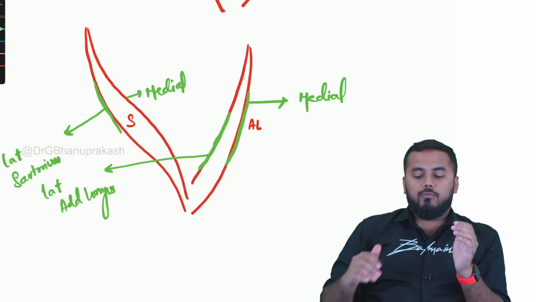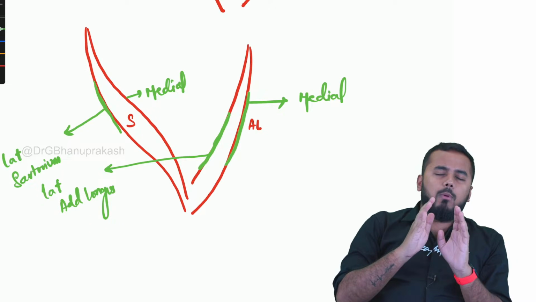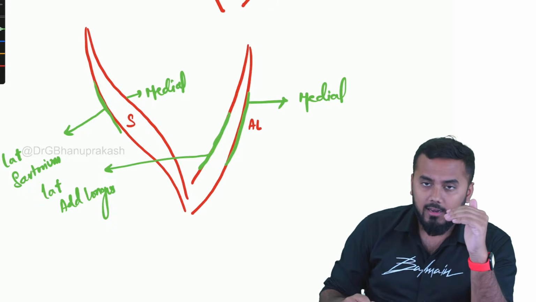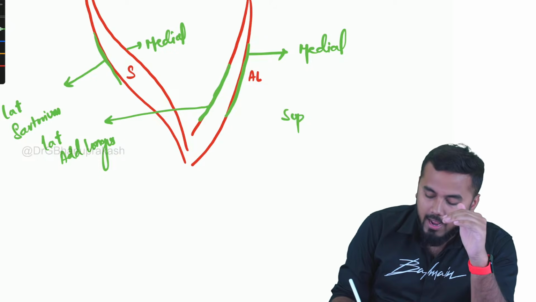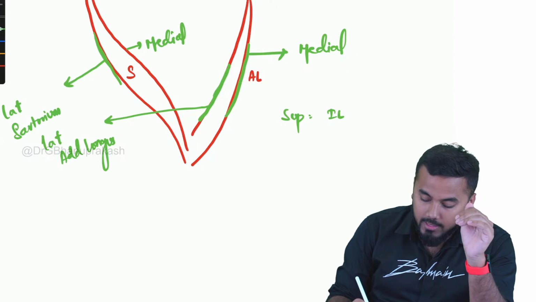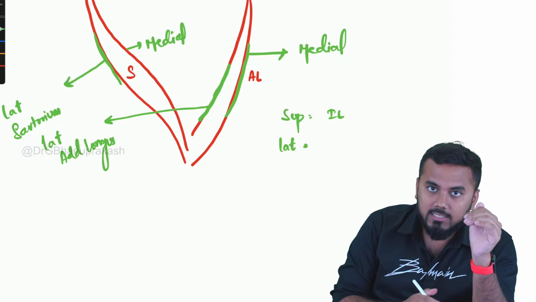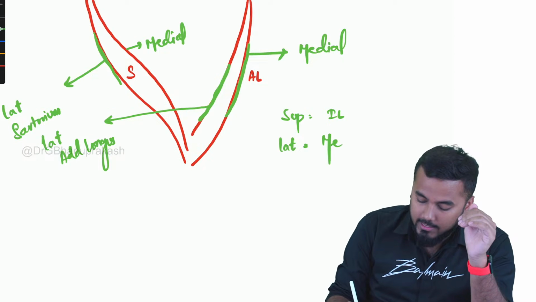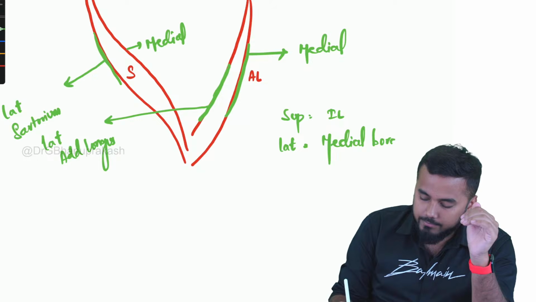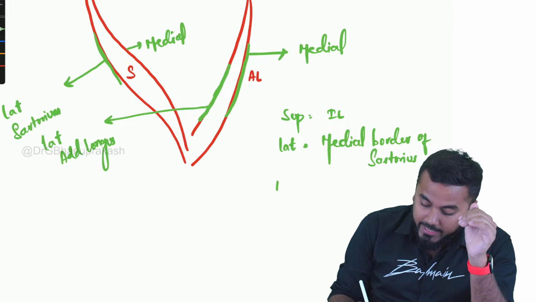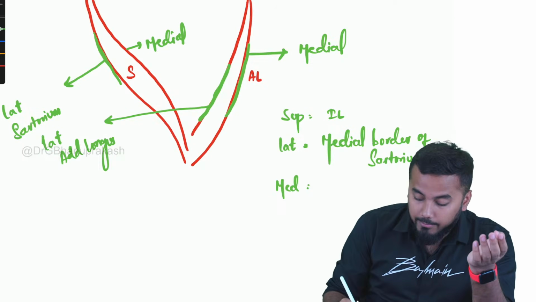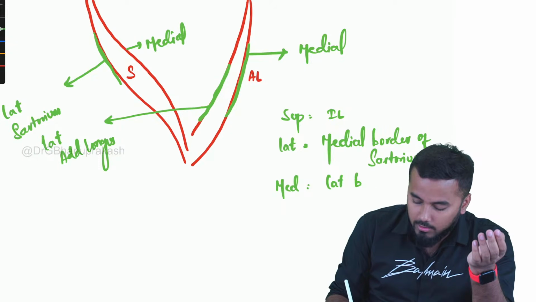So if I ask you, what are the borders of femoral triangle? If they wanted to give you the question paper a little bit difficult, then you have to tell that superiorly, I have got inguinal ligament. Laterally, what is there? Sartorius. But exactly speaking, laterally there is medial border of Sartorius. Whereas medially which muscle do I have? Adductor longus, you know. But exactly speaking, medially I have lateral border of adductor longus.